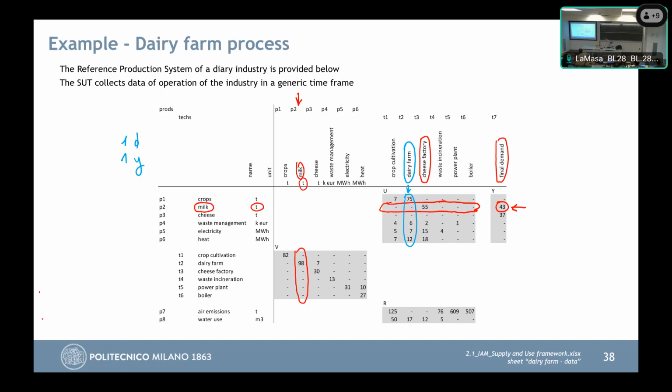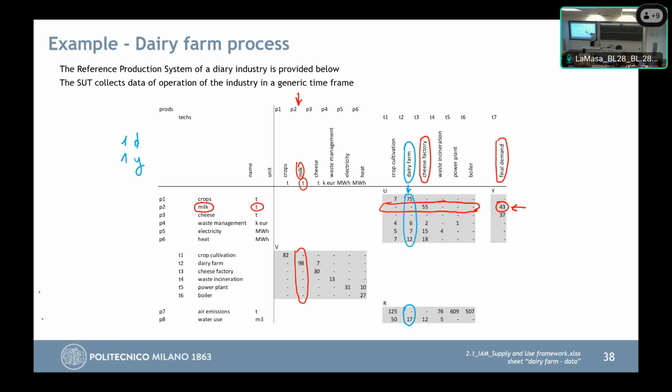So we have the dairy farm in this column here that is consuming a set of commodities. So it's consuming crops in tons, it's consuming waste management service in thousands of euros, it's consuming electricity and heat in megawatt hour, and is also doing something more. It's generating some environmental pressure. So we have this last part here, the environmental transaction that collects either the air emissions and the water used.